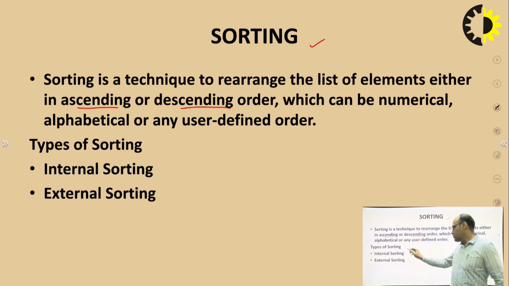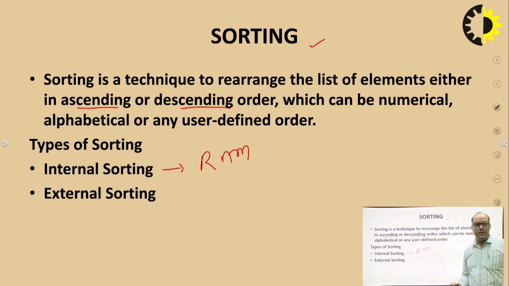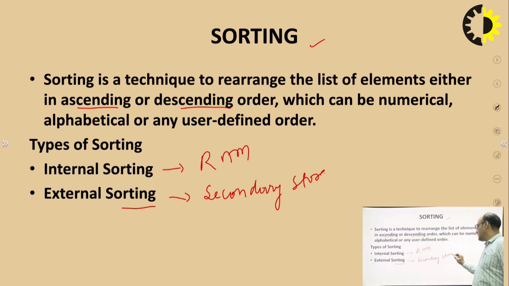Okay. So there are two types of sorting. I have told you that internal sorting means when the elements exist in RAM, that is internal memory. So it is called internal sorting. External means when secondary storage comes into play, for the bigger elements. So there are two types of sorting.